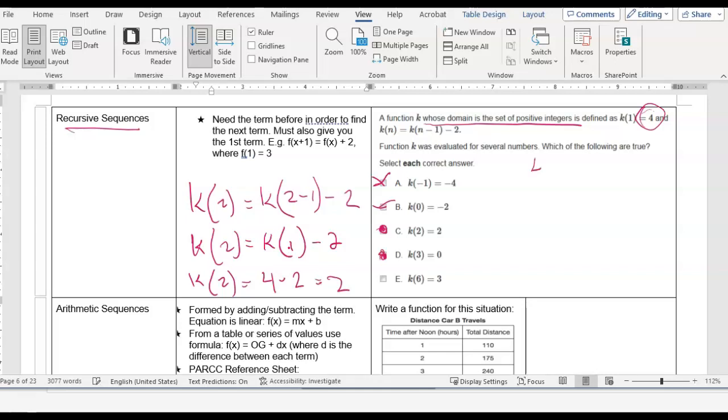If we were to look at k of 6, that would be the 6th term in the sequence. So we're doing 4, 2, 0, negative 2, negative 4, right? We would not get 3. 1, 2, 3, 4, 5, 6 would be negative 6. So that is not true, okay? So again, this is just saying the term before minus 2 gives us our next term, which means we are decreasing each time by 2.